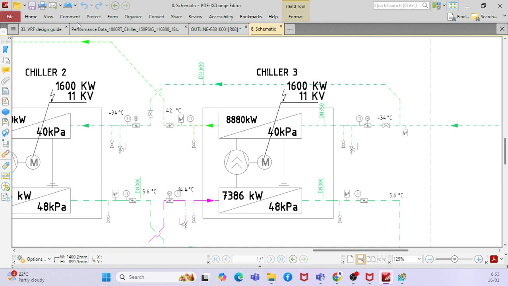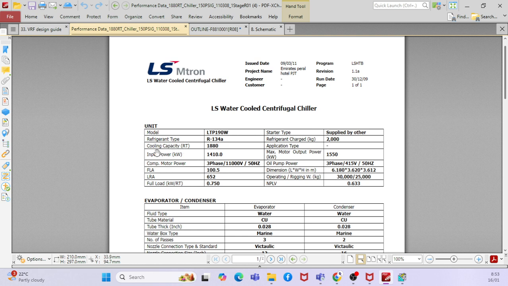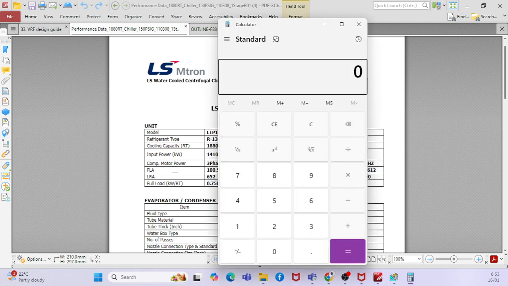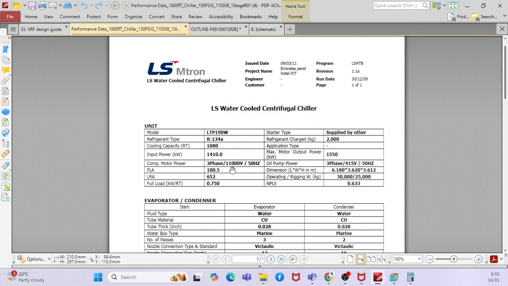Say for example, if you go to this particular sheet, can you see what is the capacity of the water cooled chiller? 1880 tonnage, right? If you multiply by 3.56, 1880 multiplied by 3.56, it is around 6,700 kilowatt. So if you go with one chiller, you can also see the size.